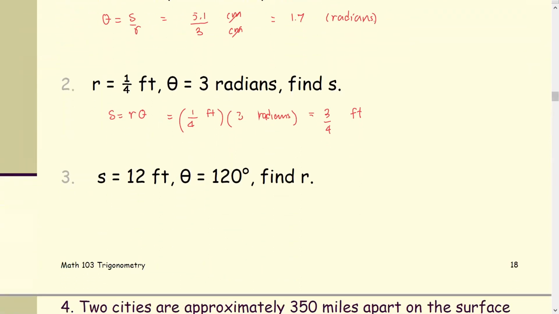Next example, s equals 12 feet and theta is 120 degrees. Find r. From the formula s equals r times theta, we can rewrite it as r equals s over theta. Recall the theta must be in the radian mode, not degree. So we're going to come back to this problem when we know the conversion of the theta from degrees to radian, radian to degree.